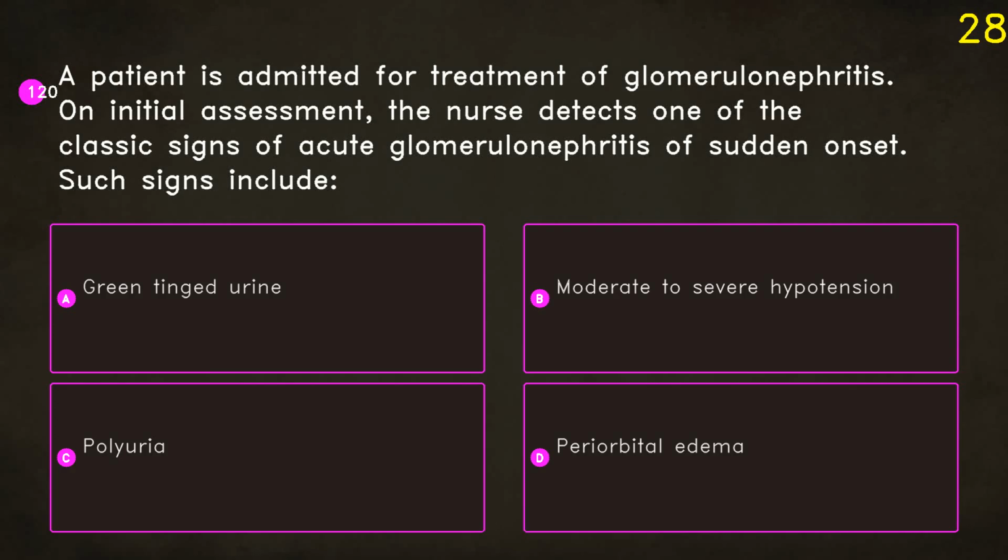Question 120. A patient is admitted for treatment of glomerulonephritis. On initial assessment, the nurse detects one of the classic signs of acute glomerulonephritis of sudden onset. Such signs include A. A green-tinged urine, B. Moderate to severe hypotension, C. Polyuria, D. Periorbital edema.